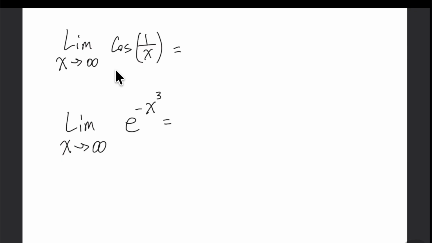Next, we have the limit as x approaches infinity of the cosine of 1 over x. As this goes to infinity and gets very, very big, this whole fraction is going to approach 0. We're going to approach the cosine of 0. This limit is going to be 1.